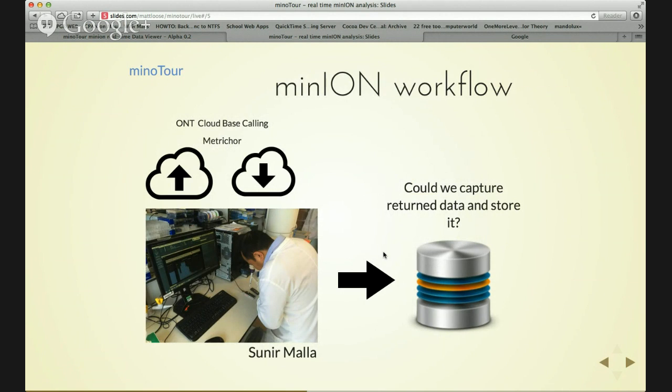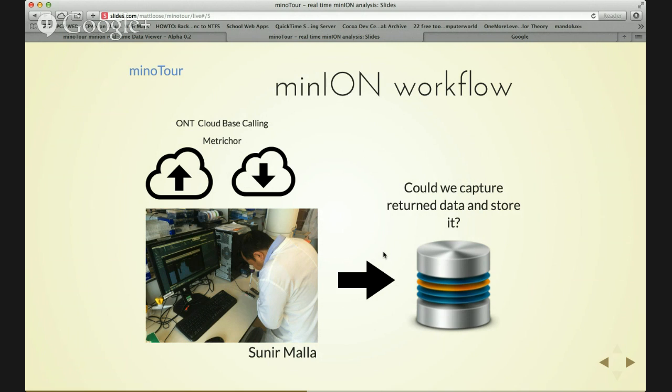But the raw trace files get uploaded to Metrichor. They're base called, and then you get back the HDF5 files, FAST5 files that you really wanted to look at. And we wanted to ask the obvious question, can we capture that return data and store it? Can we do something with it? And initially, this was before all the tools that Nick's been alluding to were available. So poretools from Nick, and I know there's an R package, poRe, from Mick Watson as well. But we wanted to get these reads and process them.